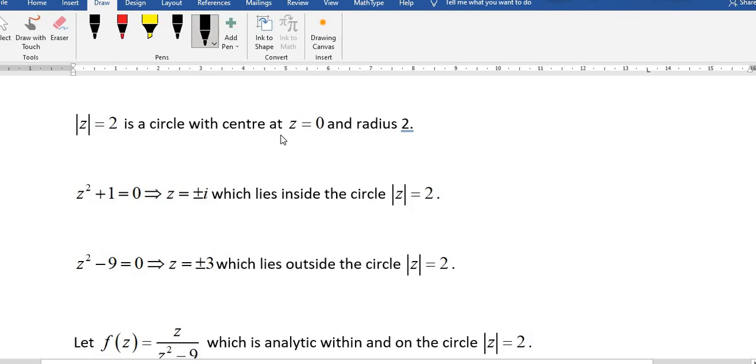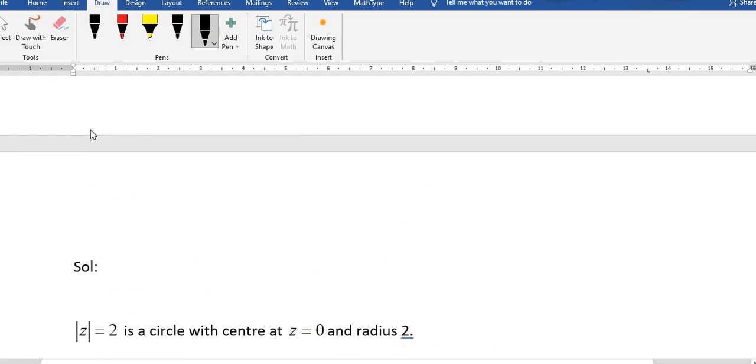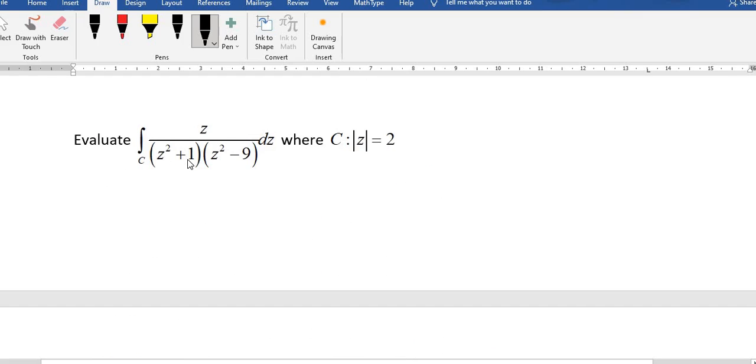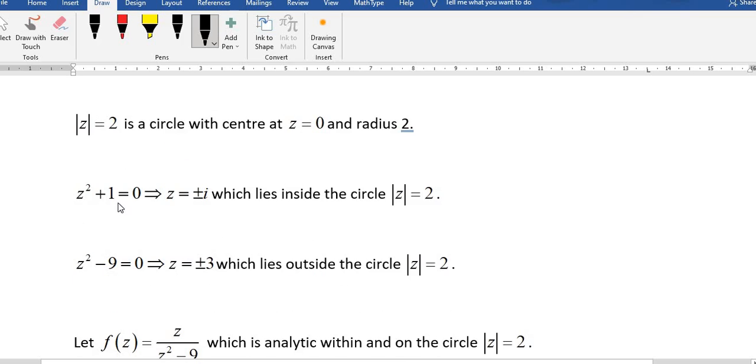Okay. The origin is the center and the radius is 2 units. Observe the denominator z square plus 1. Observe z square plus 1 equal to 0 means z square equal to minus 1. So, z equal to root of minus 1. That means z is plus or minus i, which lies inside the circle mod z equal to 2.